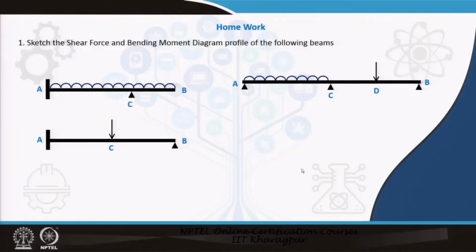So, I have some homework for you. It is very simple homework: you have to sketch the shear force and bending moment diagram profile of the beam. No values are given, just try to see what should be the profile of the bending moment and the shear force diagram. Suppose you know R A, R B, R C and all those. So, what will be the profile?